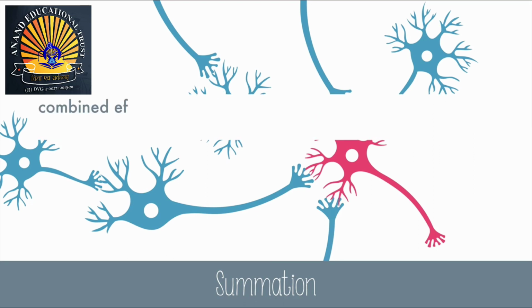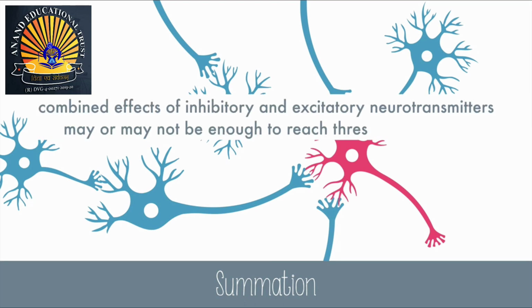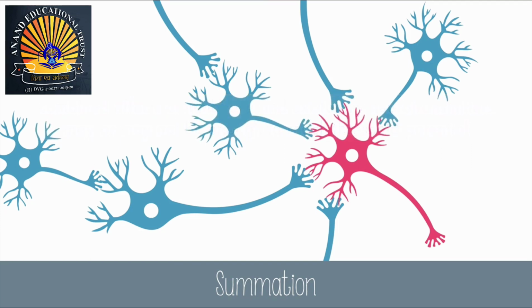This means the combined effects of inhibitory and excitatory neurotransmitters may or may not be enough to reach threshold potential. Sometimes one neuron will release enough neurotransmitter to cause an action potential. And sometimes many neurons will release a smaller amount of neurotransmitter, and this could lead to an action potential. The result is additive. So even if there are inhibitory neurotransmitters, it's possible an action potential could be sent as long as the threshold potential is reached.